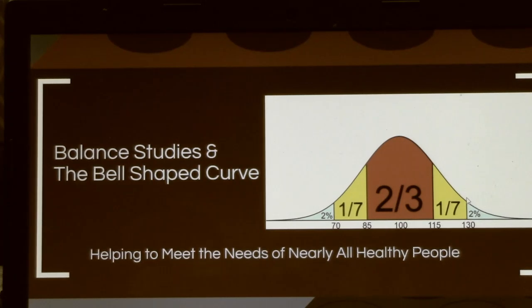Now that again means that if you don't know exactly where your individual needs lie, you might be one of these people that needs it down here. You could be someone under the average, you could be someone above average. It's hard to tell without going through a metabolic study yourself.